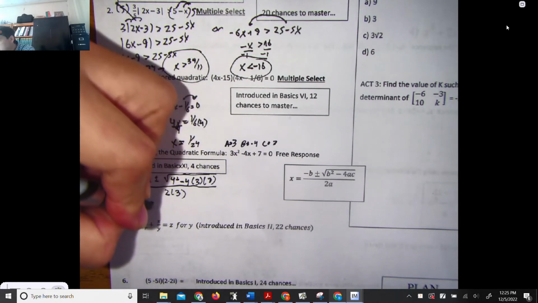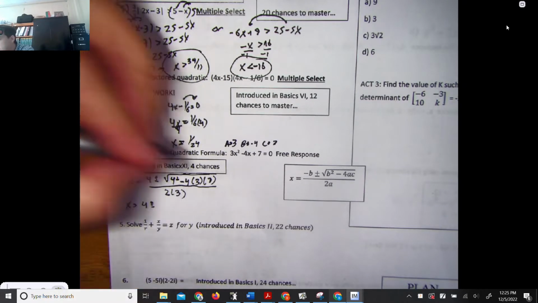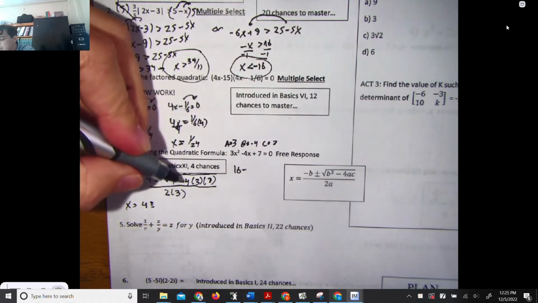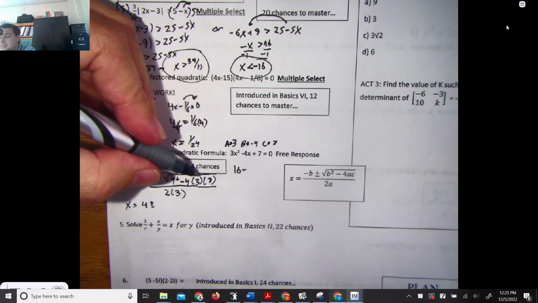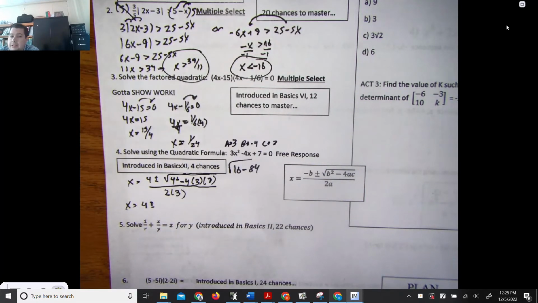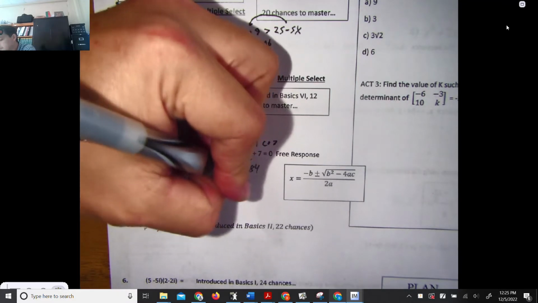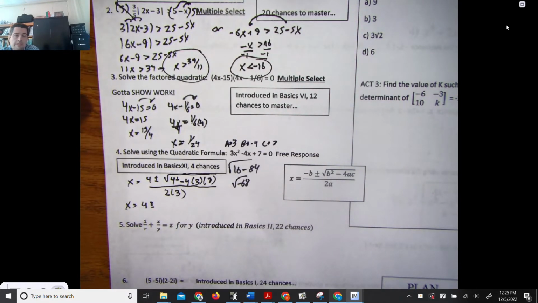Inside my radical is a 16 take away something, okay? 4 squared is 16. Take away 4 times 3 is 12. Times 7 is 84. So 16 minus 84, which ought to be, what, negative, I had a brain fart here, 68. That seems right. I know it's imaginary.